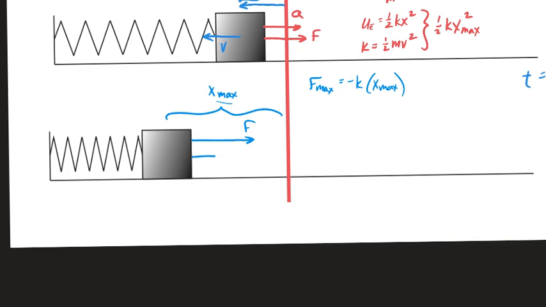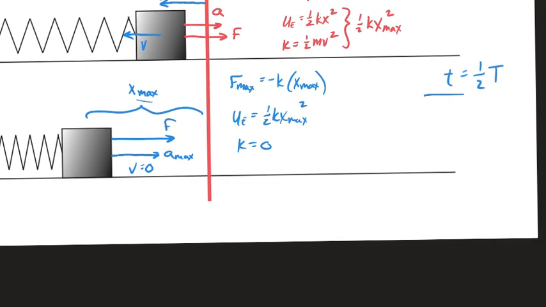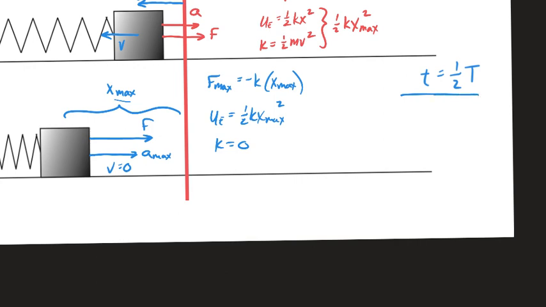That also means at this moment, maximum acceleration, because we're at maximum displacement. But also, velocity is zero. All the energy is back in the form of elastic potential energy. There's no kinetic energy. So our energy is all back to 1/2 k x max squared. There is no kinetic energy. And we have done half of a rotation, or half of an oscillation.